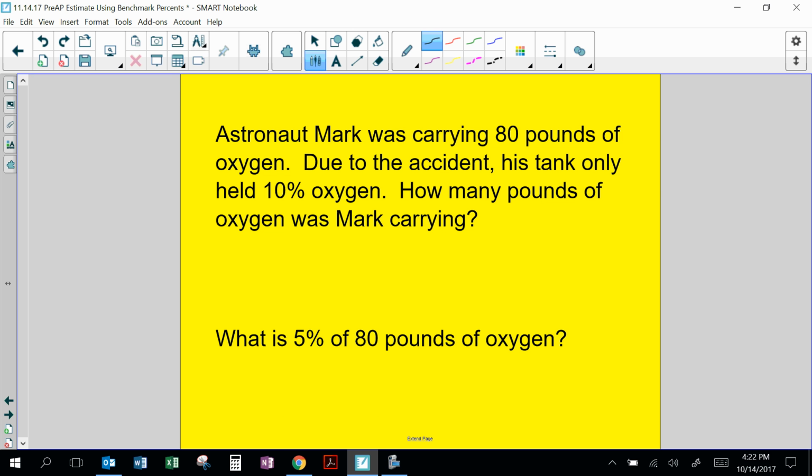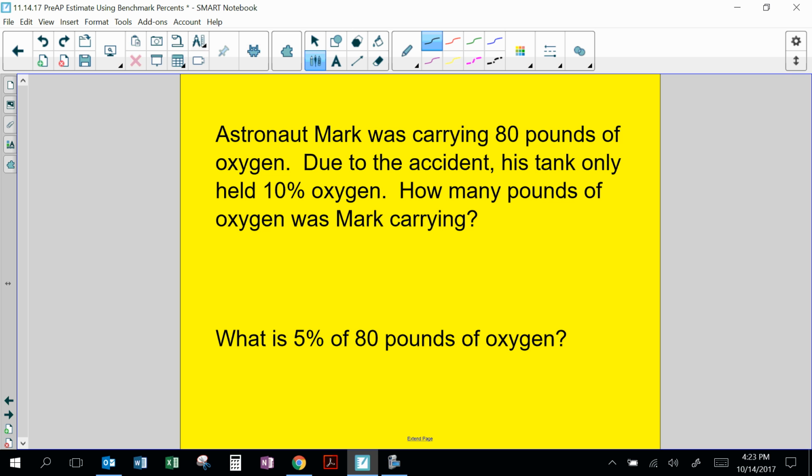So his name is Astronaut Lewis. Is it Astronaut Lewis? No, Astronaut Mark. As you could tell, he had an accident and there was a breach in his oxygen mask. And so the oxygen level dropped to 10% and then it dropped down to 5%. That's important to know, this drop.